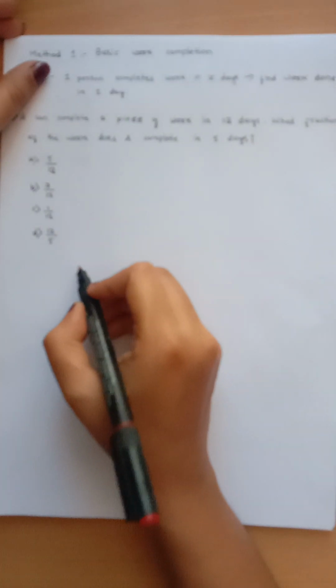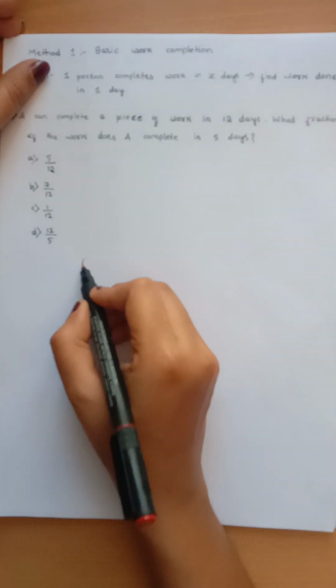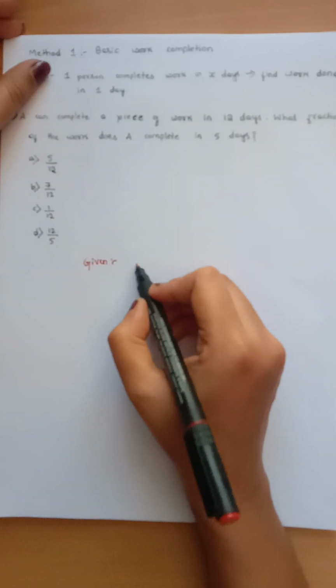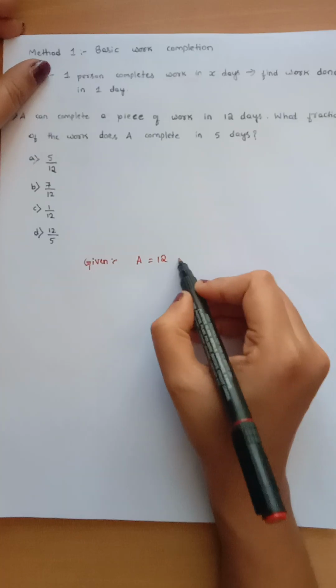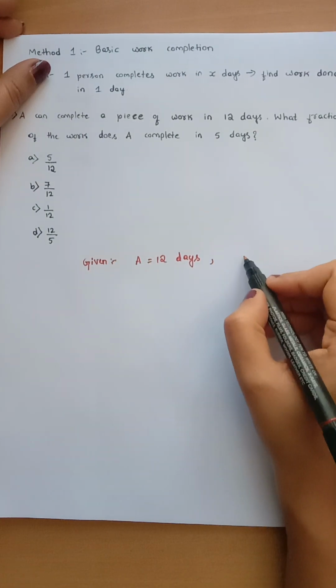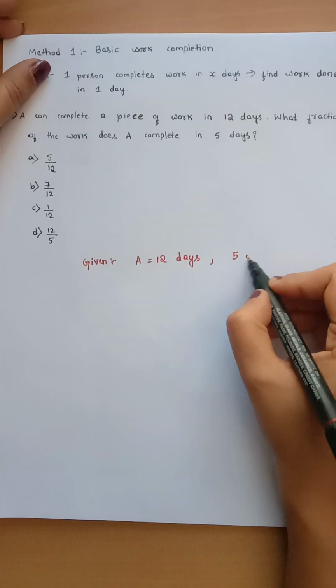Usually, while reading the questions, read the question with a calm mind. There are usually multiple hidden hints provided in the questions which we need to extract before solving the problems. We also need to note down the key points they have given in the question to easily solve the problem. Let's note down the given points in this question. Here they are saying A has taken 12 days to complete a particular task, and they are asking the fraction of work done in 5 days.